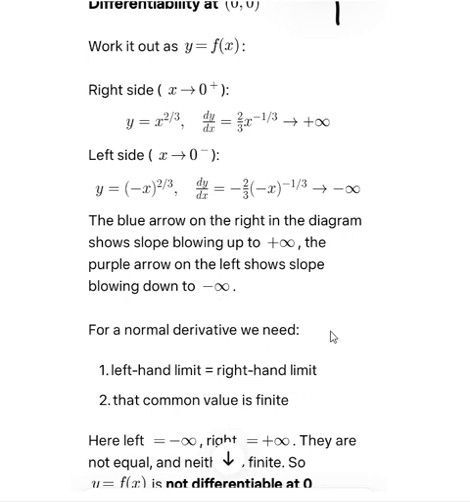For a normal derivative, what do we need? We need the left hand and right hand limits to be equal, and the common value to be finite. Here the left hand limit and right hand limit are not equal, and neither are they finite numbers. Therefore y is equal to f of x is not differentiable at 0. This is how we can understand why at the cusp the function is not differentiable.